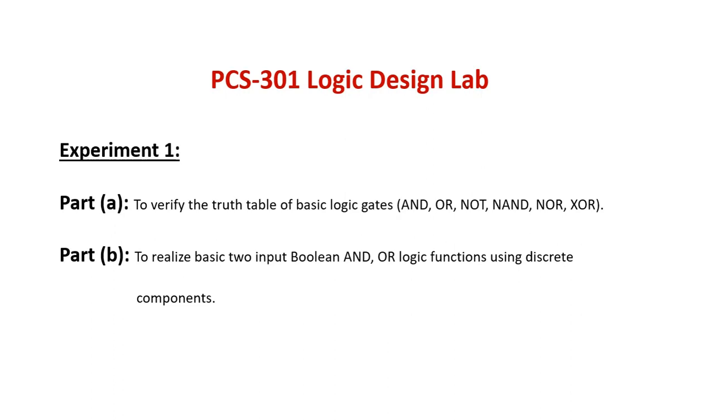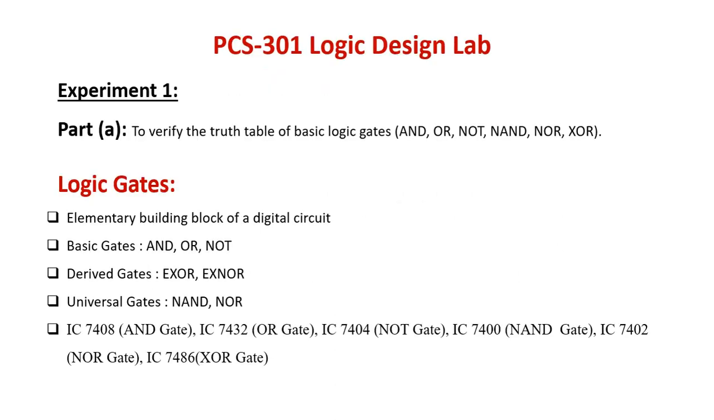Part A is to verify the truth table of basic logic gates using their ICs, and the second part is to realize basic two input Boolean AND, OR logic functions using discrete components. In this one we will discuss the first part. Now, to verify the truth table of basic logic gates, we need different ICs of these gates.